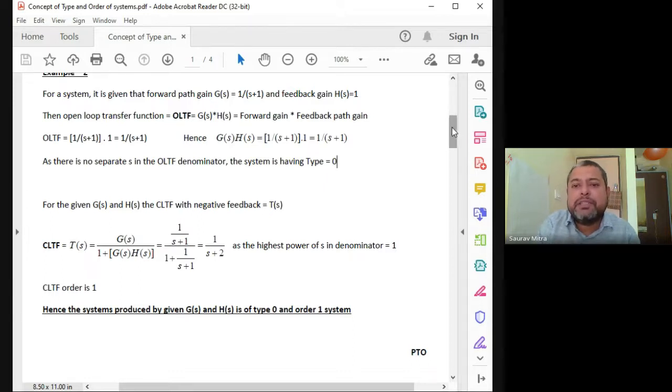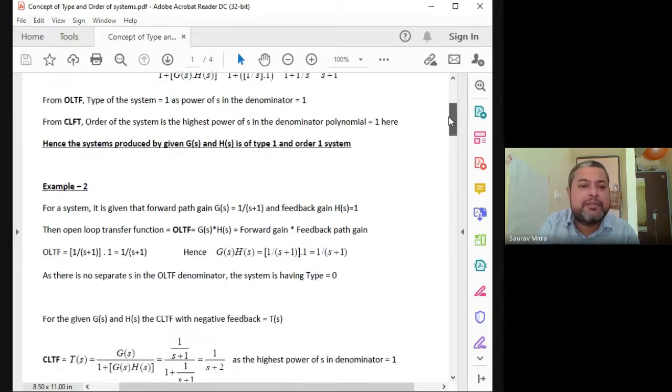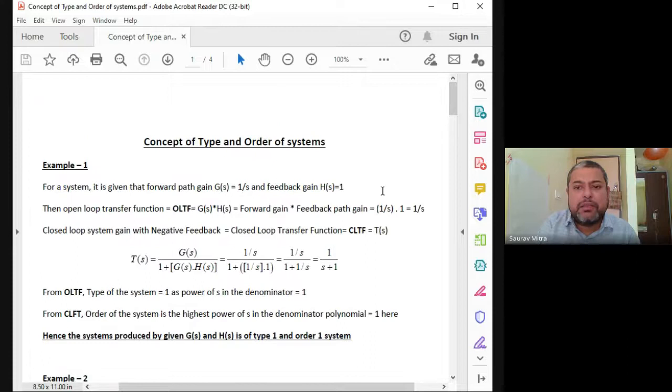So what is a type 1 system? This is a type 1 system which is having GSHS as 1 by S. That means there is one pole at origin for this system, OLTF. But here in the second system, you are finding that there is no pole at origin in GSHS. That means it is a type 0 system, and the previous system was a type 1 system. The first system was a type 1 system. The second system is a type 0 system.